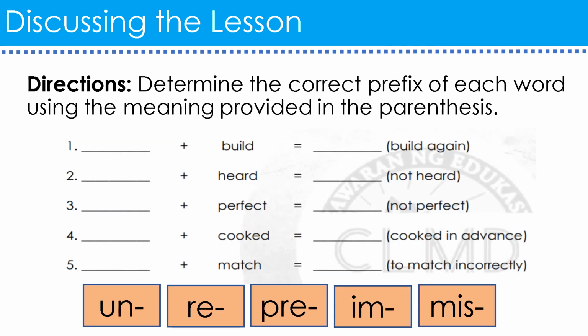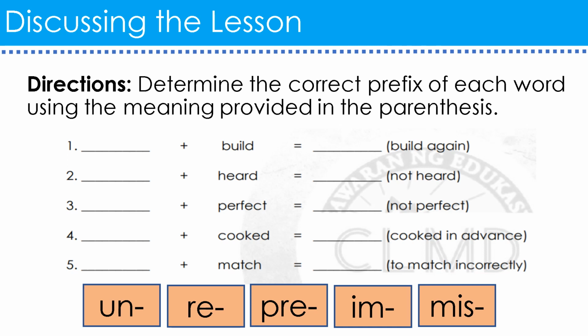Okay, so then for the next activity, you have to determine the correct affix of each word using the meaning provided in the parentheses. Okay, so pinakita ko kanina, 'di ba, yung mga different affixes together with their meaning. So let us try to unlock this activity by using the meaning provided in the parentheses, and then so we will make or form a new word. Okay, so it means build again.